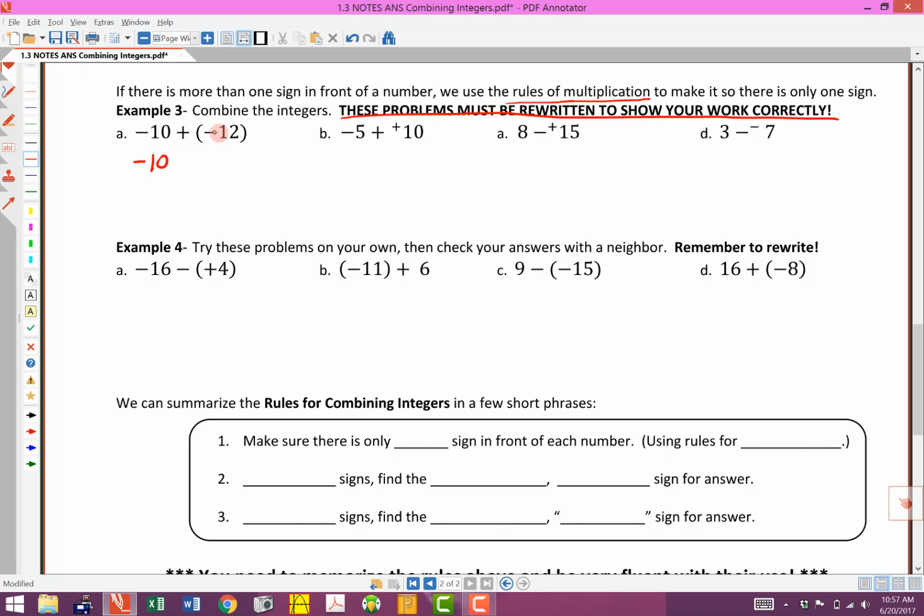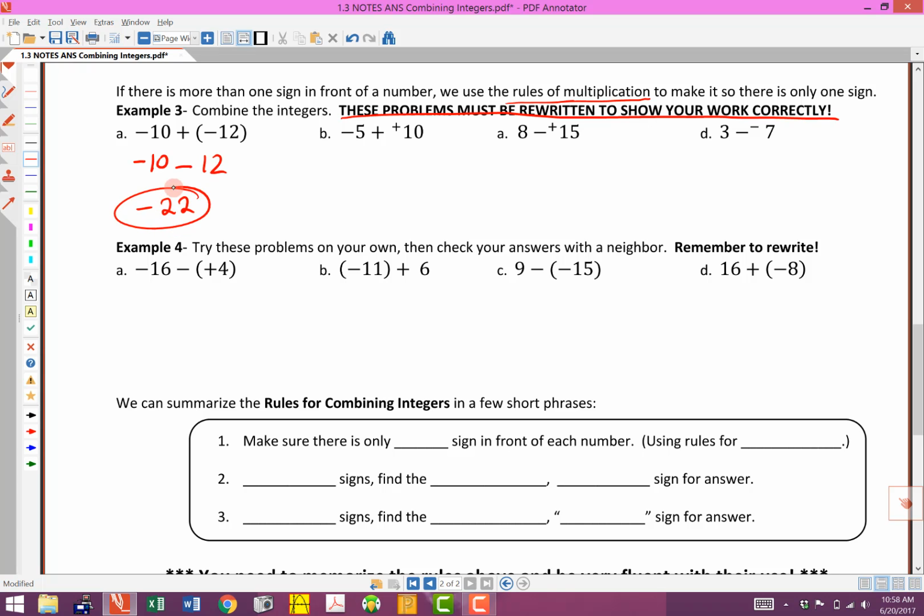This one has two signs in front of it. This has a negative and a positive. So we've got a positive and a negative with nothing in between. Remember the rules for implied multiplication? That's what this is. This is like having a positive times a negative. A positive times a negative is a negative, and we've got a 12. Now we can apply those rules. These happen to have the same sign, so we're going to find the sum of the numbers. The sum of those numbers is 22, and we keep the same sign all the way through, so the answer is negative.